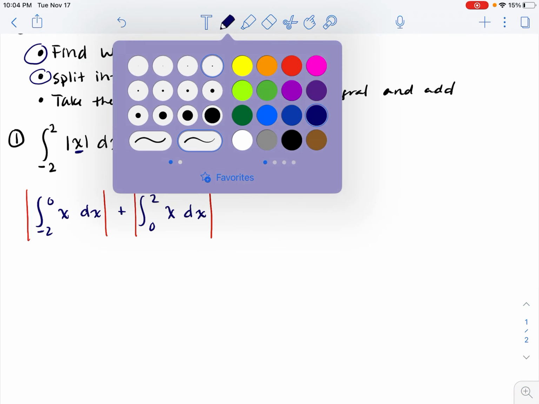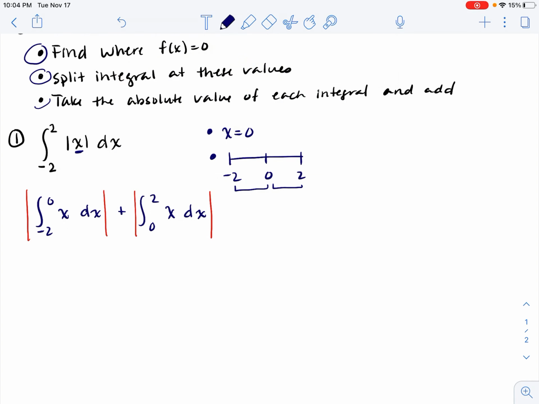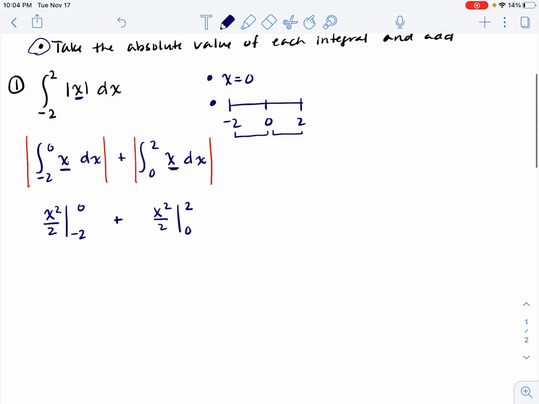All right, let's go ahead and find these integrals. At this point you should be able to do this. It's a very basic integral. The integral of x is x squared over 2, and I'm evaluating it from -2 to 0, plus the integral of x, again x squared over 2, evaluating from 0 to 2. Plugging this in, 0 squared over 2 gives me 0, minus, if I plug in -2, (-2) squared is 4, 4 over 2 is 2. Plus, 2 squared over 2 is 2, minus 0 squared over 2, which is just a big fat 0.